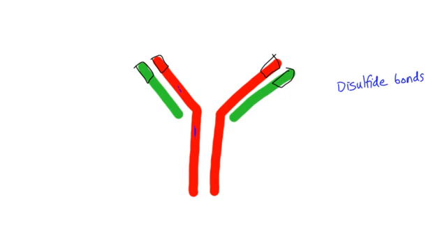There are disulfide bonds within the heavy chains and the light chains themselves. There are disulfide bonds connecting the heavy chain to the light chain, and there are disulfide bonds connecting 2 heavy chains to one another. So these disulfide bonds are very important to maintaining the structure and function of antibodies. Now, you can talk about antibodies based on their structure, which involves the heavy chain and the light chain. Or you can look at antibodies based on their function.